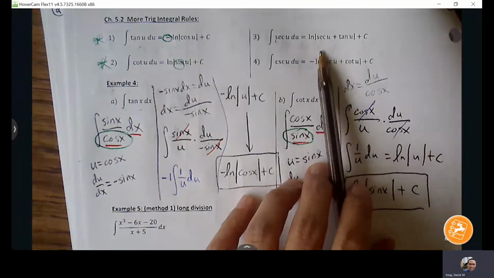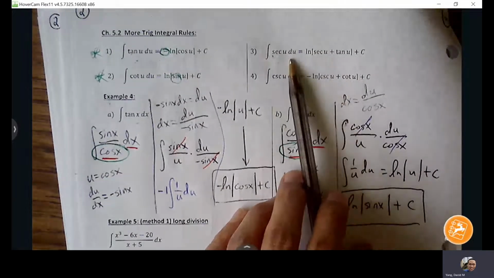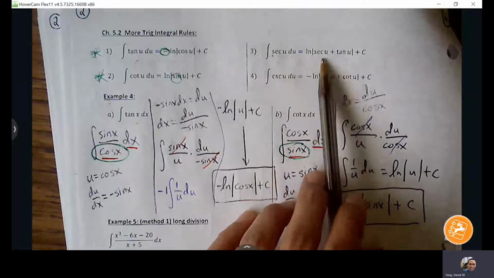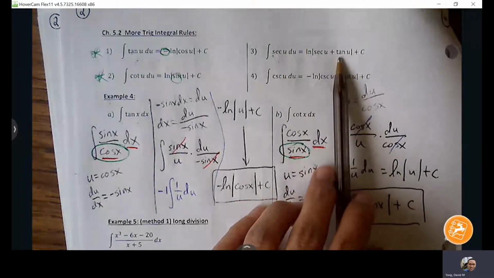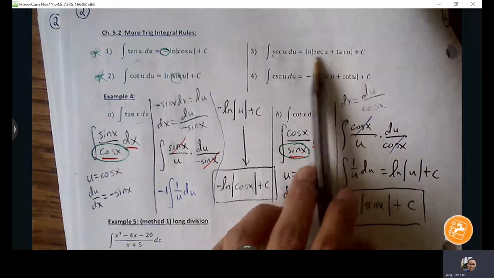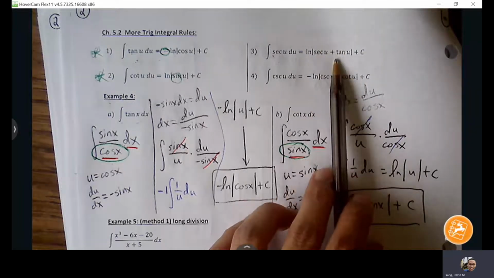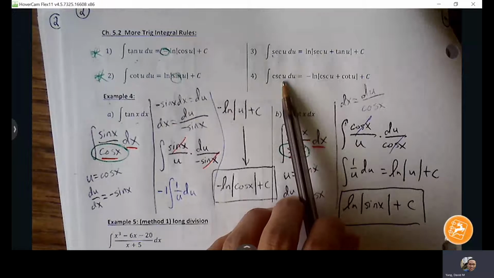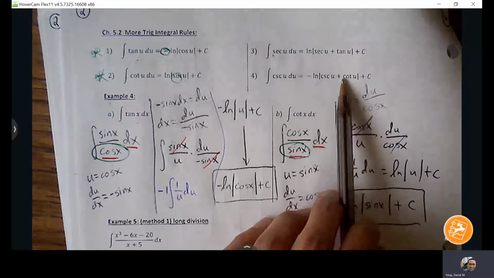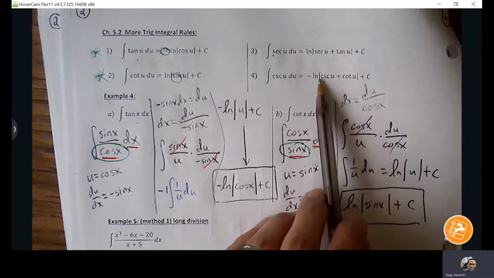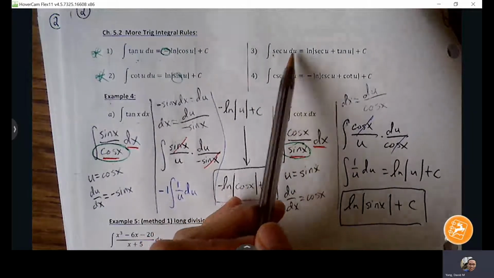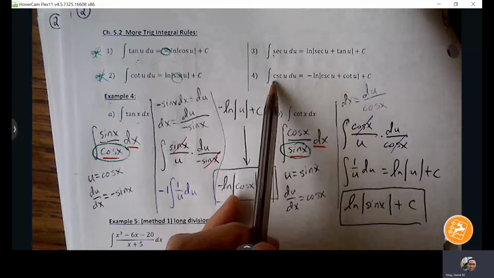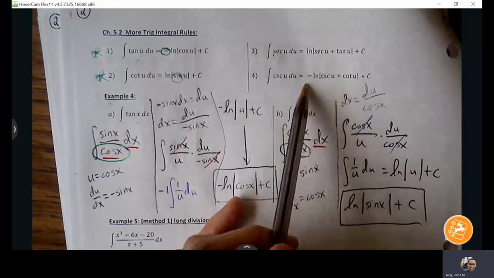Okay, we're not going to derive these two rules, but I do want to point out that secant produces a natural log rule that has secant and tangent in it, and we associate secant and tangent together, so those two show up here as well. Cosecant, we associate with cosecant and cotangent, and those two trig functions show up as well. We associate secant with positive, and we get a positive here. We associate cosecant with negative, and we get negative here as well.